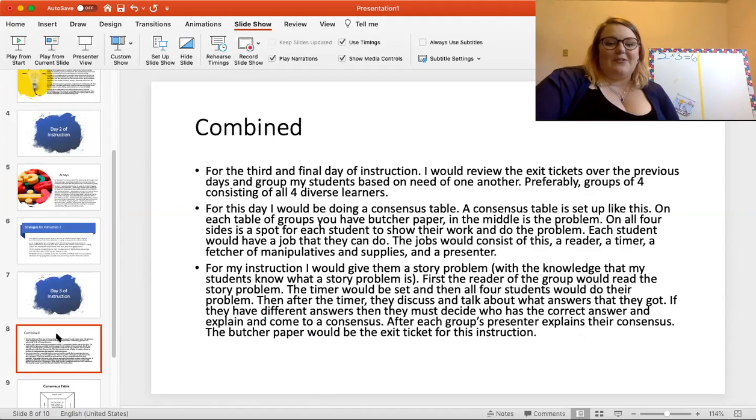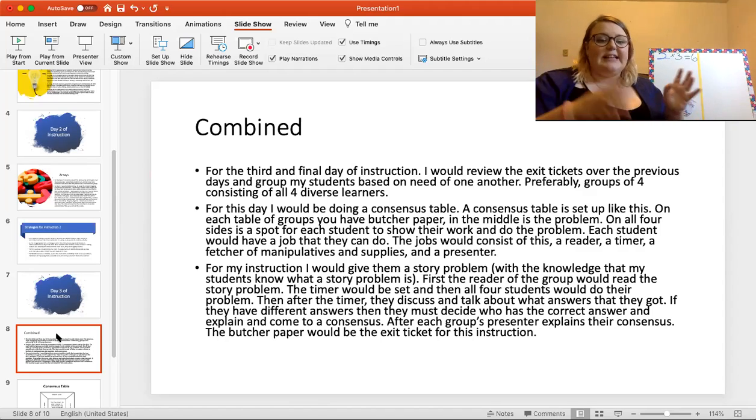For this day, I would use a consensus table, and a consensus table is set up like this. On each table of my groups, there's butcher paper. In the middle of the butcher paper is a word problem. In this case, I would make a story problem. And each student would have a job that helps with the consensus table.